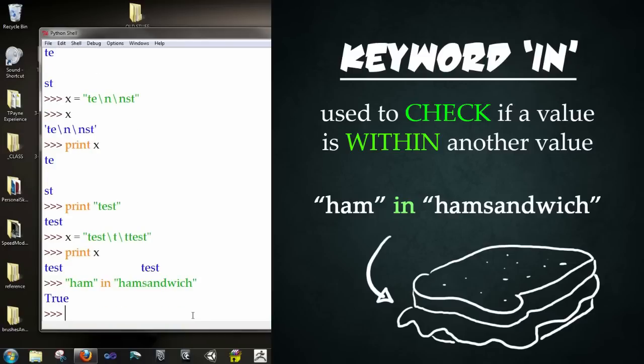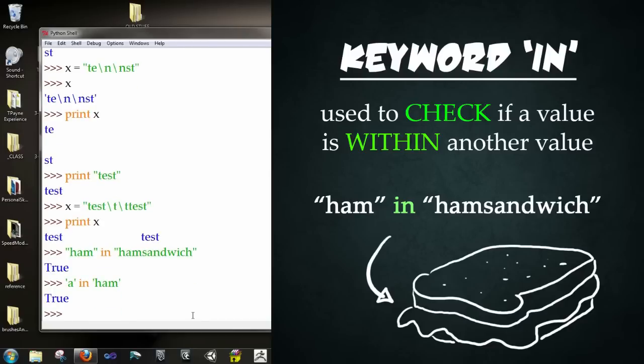So, in can be used for checking whether something is in something else. So we could type in a in ham. True. And there you go. It works just the way you think it would. And there's a couple other keywords that we'll be learning about later on.